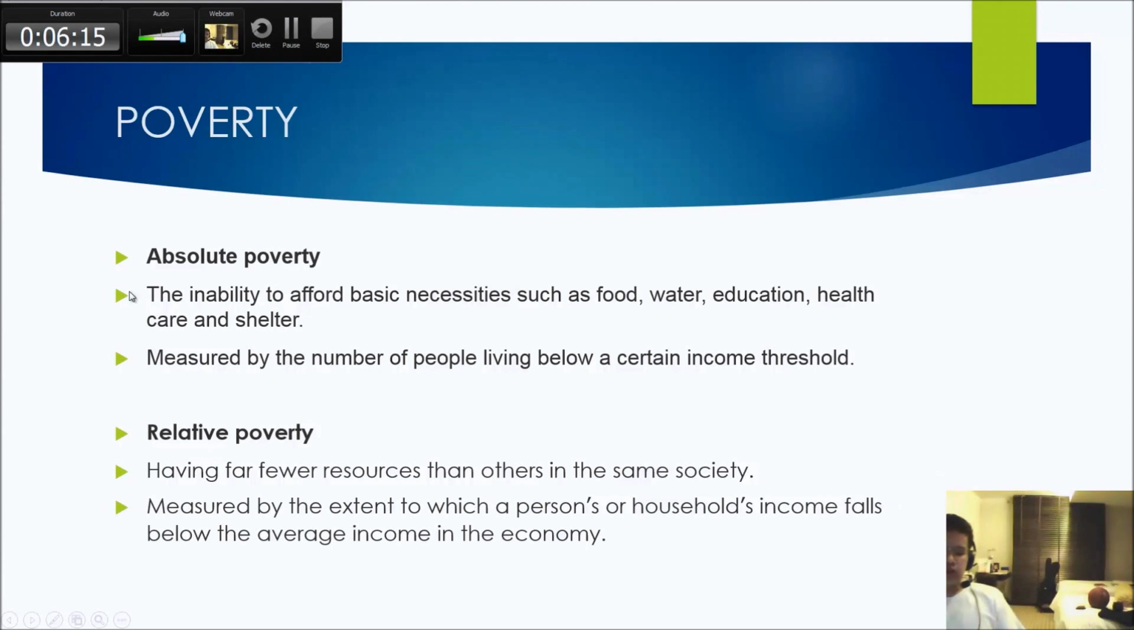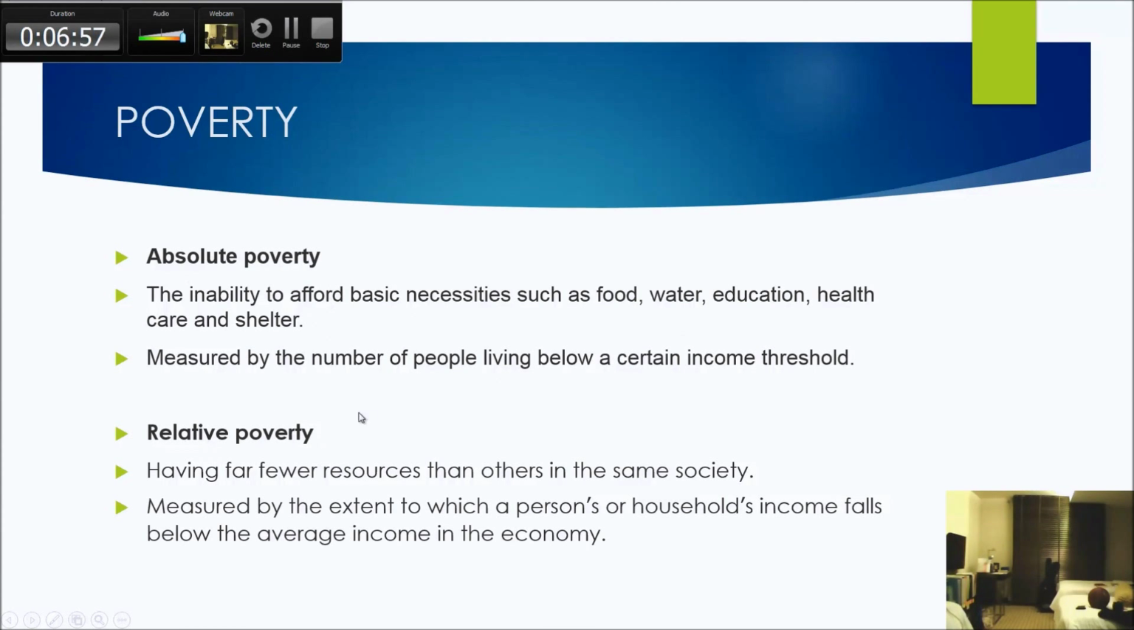Poverty. This is one of the definitions that you have to remember word by word. There's 2 types of poverty, or 2 measures of poverty, and there are absolute poverty, which is the inability to afford basic necessities such as water, food, education, healthcare, and shelter, measured by the number of people living below a certain income threshold. So basically they're absolute. They have no place to stay, they have no education, barely any food. So this is absolute poverty.